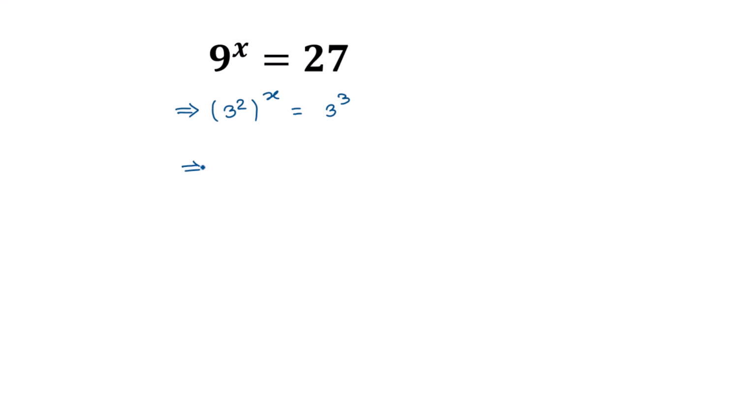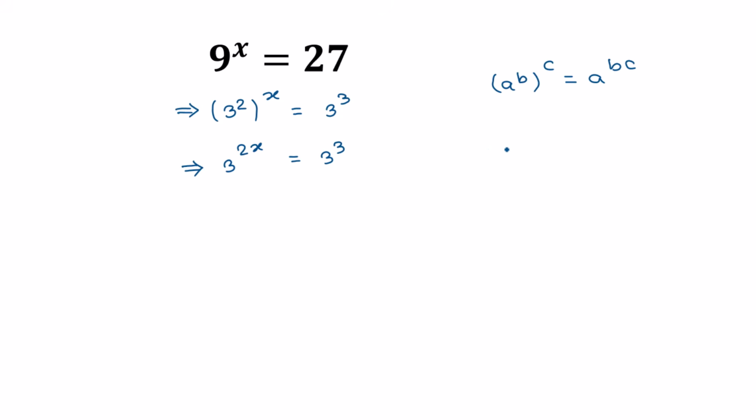Now applying this exponential formula, (a to the power b) to the power of c is equal to a to the power b times c. Applying this formula, (3 to the power 2) to the power of x, we can write as 3 to the power 2 times x, which is 3 to the power 2x, is equal to the right side, 3 to the power of 3.